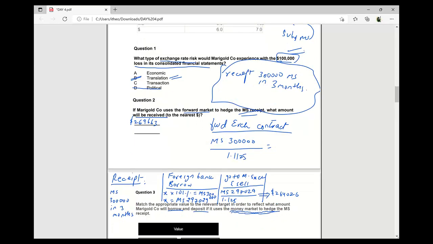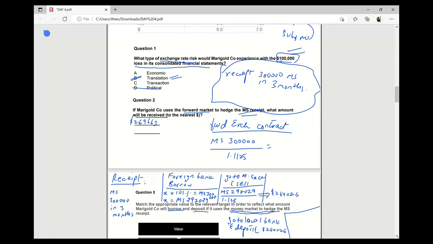And the third step says, when you get dollars, go to the local bank and deposit these dollars. Now, what will happen? You borrowed less amount X, so that this borrowing creates interest of 3 months equal to 300,000. You borrowed 297,029, and after charging interest of 3 months, it will become 300,000.